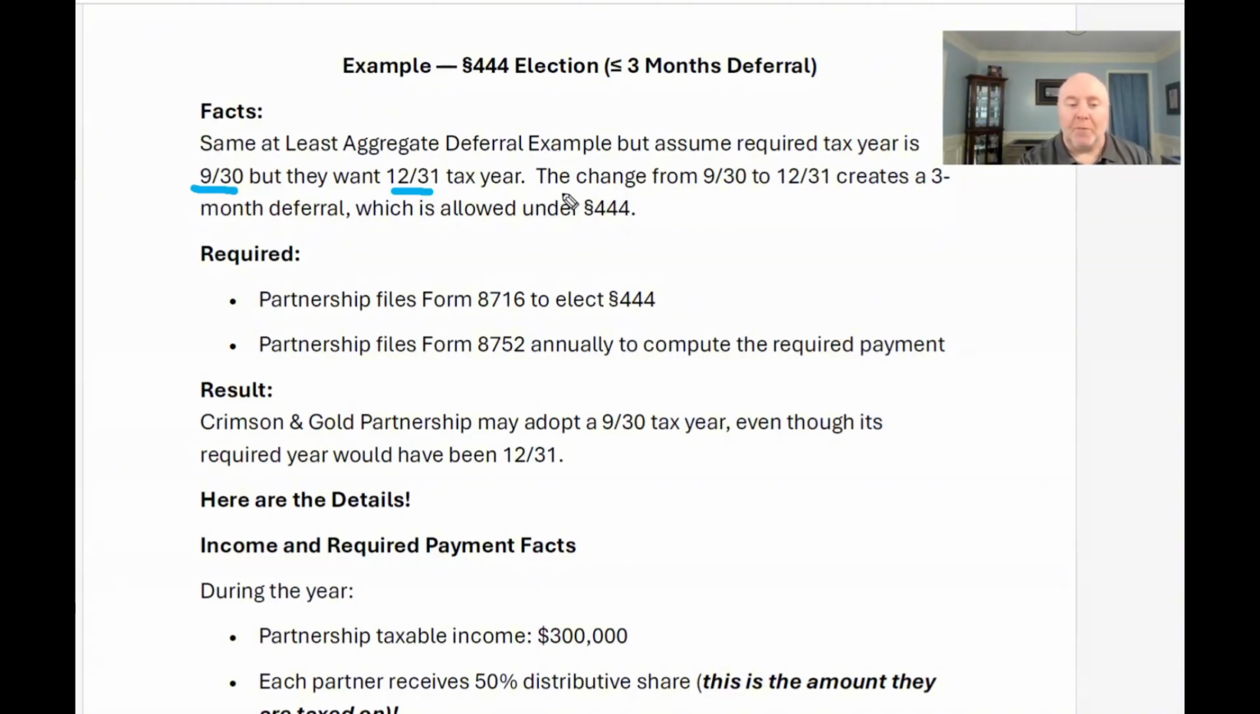So to do it, what we need to do is we need to do our 444 election, which means we have to file the form 8716. And then what we're going to have to do is we have to pay a required payment. All right. So let's look at how this works.